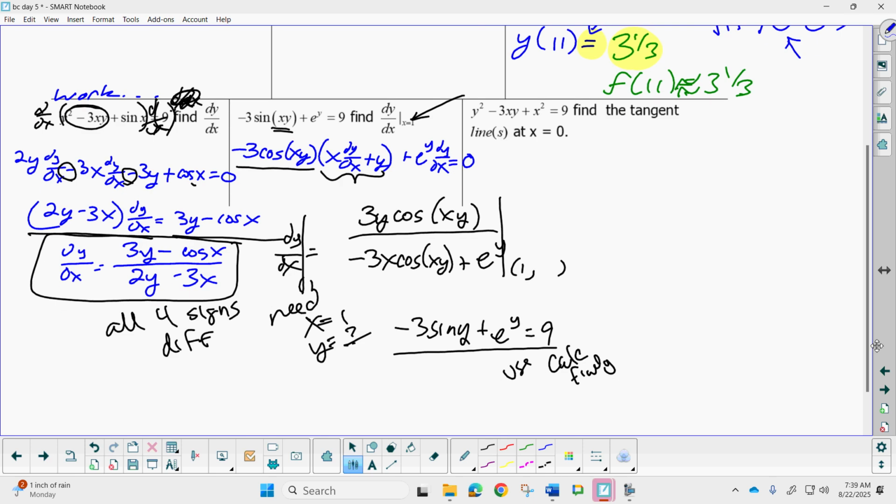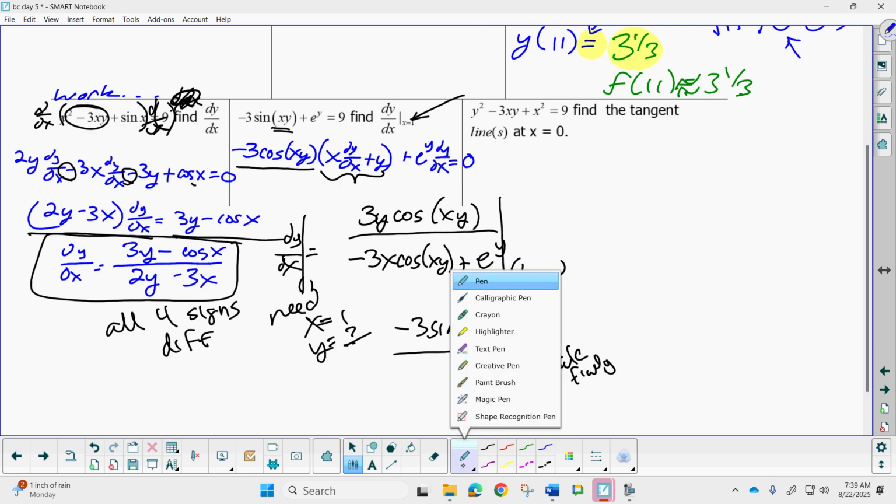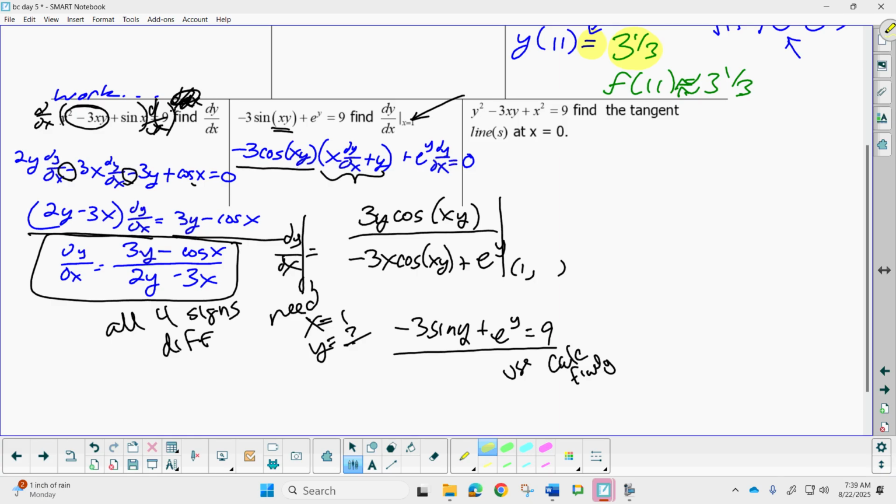Let's go. I have, on whatever number that is, I don't even know, this problem: 3y minus cosine of x over 2y minus 3x. If every sign is opposite, then that also is fine. On the next one, you've got a product in a chain. That's pretty gross. I said something like 3y cosine of xy over negative 3x cosine of xy plus e to the y at 1.